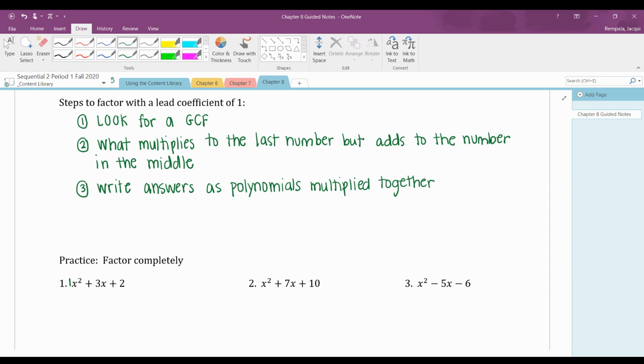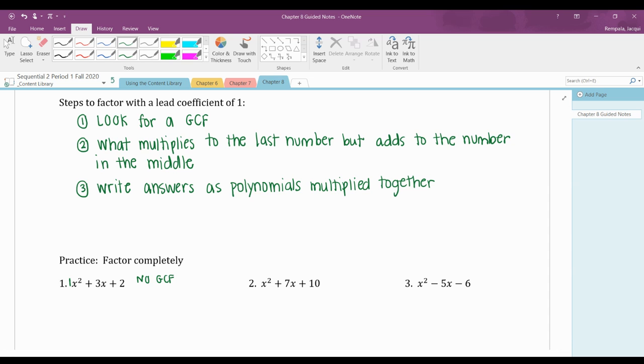So essentially what we're looking for when we have a lead coefficient of 1, so the number in front of our squared term, is we're looking to see, are there any variables that all the terms have in common? So I see x squared, I see an x in the middle, but then the last term is just a number. So I don't see a variable in every single one of those terms. So there is no GCF. It's always, like I said, a good idea to scan that first. You don't necessarily have to write no GCF, but we had to look for that GCF first.